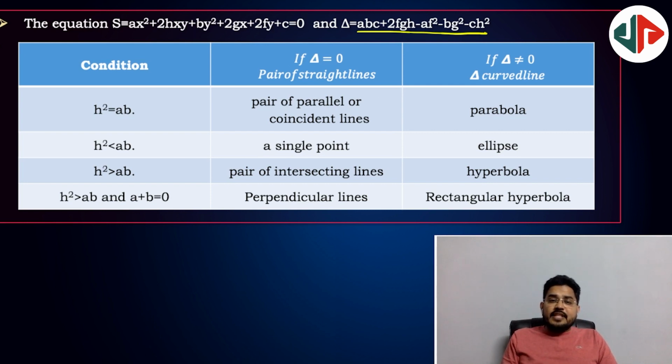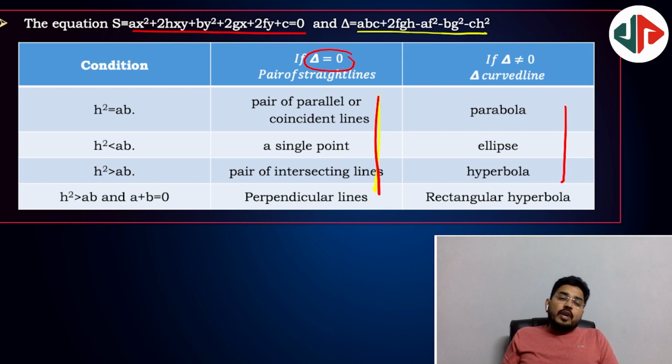Look at here, this is a pair of lines, which is the intermediate first year syllabus, and parabola, ellipse and hyperbola are intermediate second year. So what is delta? Delta is abc plus 2fgh minus af square minus bg square minus ch square. So when the general second degree equation is given, immediately you need to find delta, and based on the delta, you need to decide whether it is a pair of lines or a conic section. This is called the conic section.